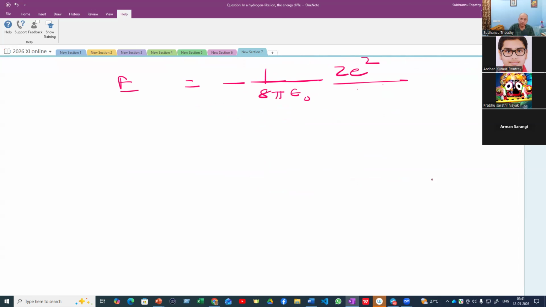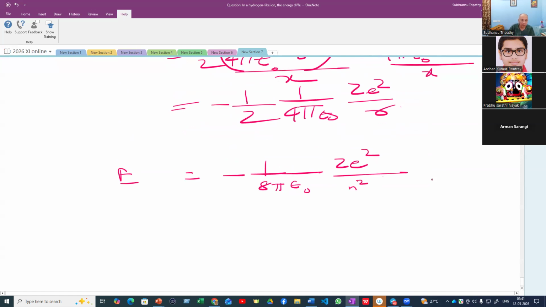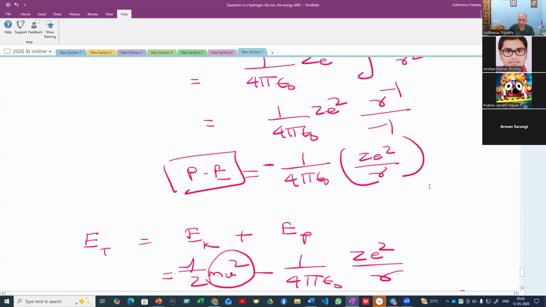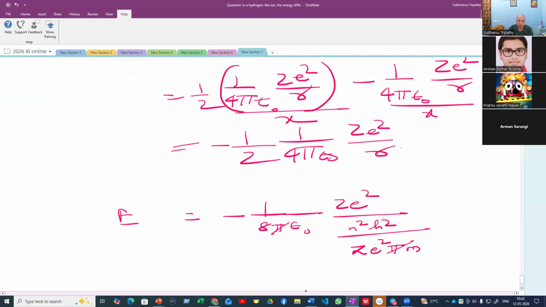N square h square by Z e square pi m. Sir, n square h square, S square by Jd square, into pi m. Pi into m. So now if we take it up, Z becomes Z square, and one pi cancels out.